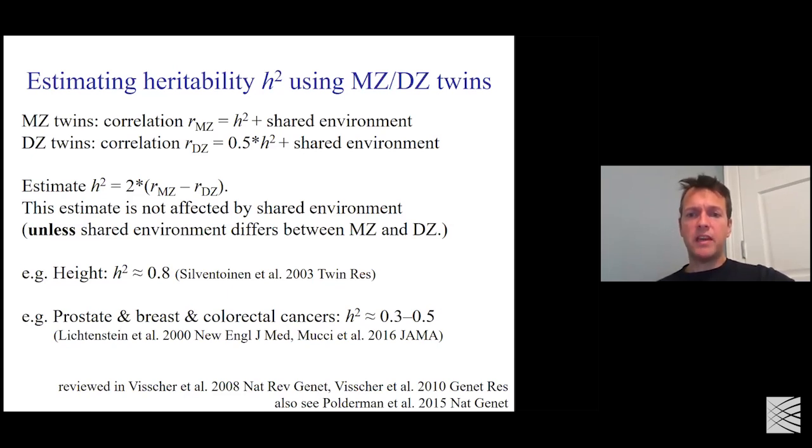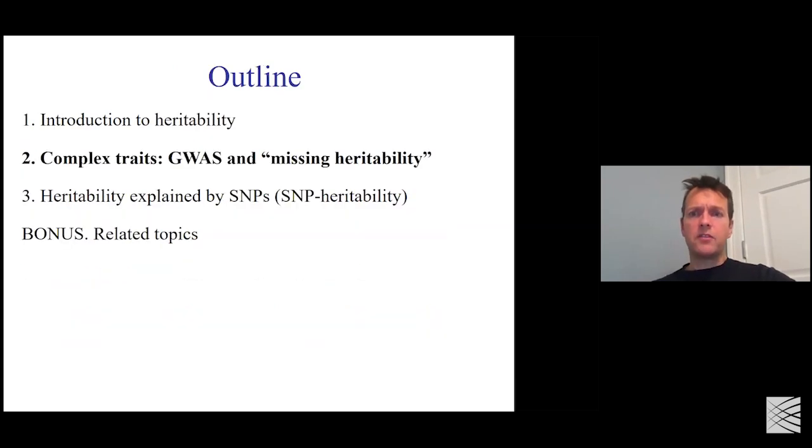Generally speaking, height is a bit of an outlier in that it's extremely heritable, but most of the diseases and complex traits that people tend to be interested in seem to have narrow sense heritability estimates from twin studies on the order of around 0.5 or a little bit less than 0.5, typically somewhere in that range. All right, so that's a brief introduction to narrow sense heritability.